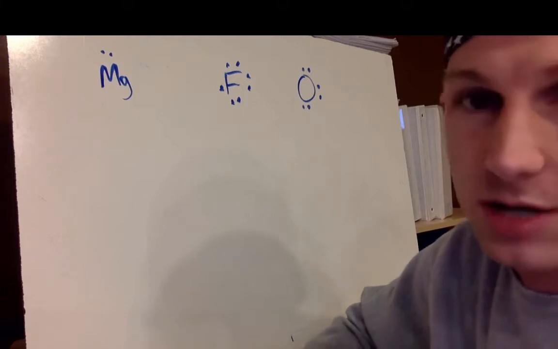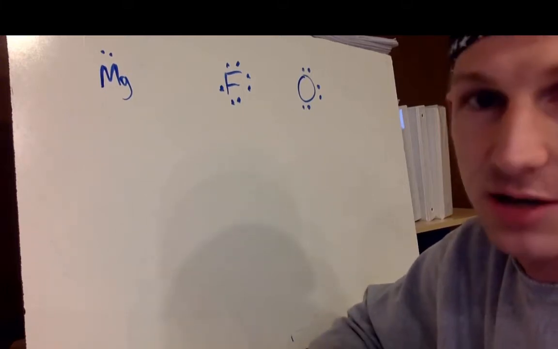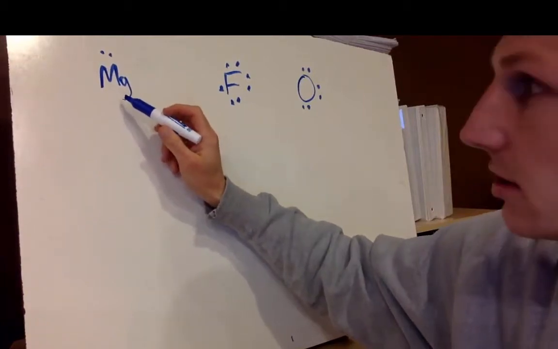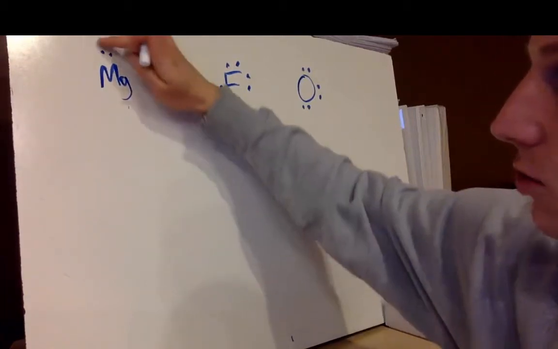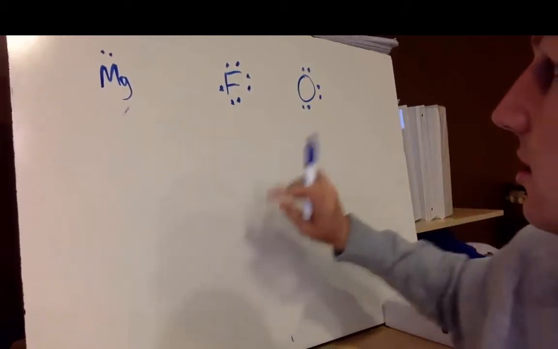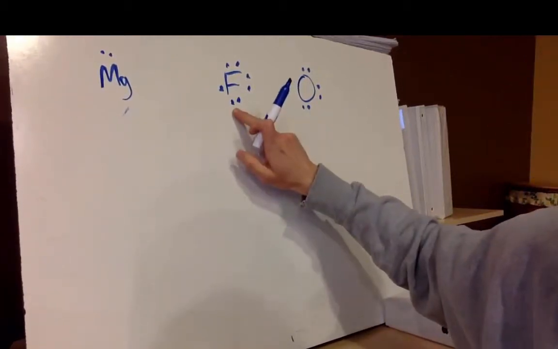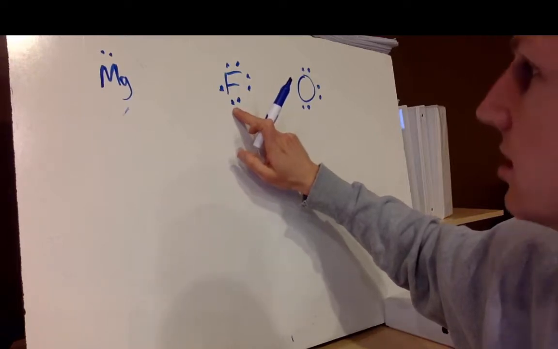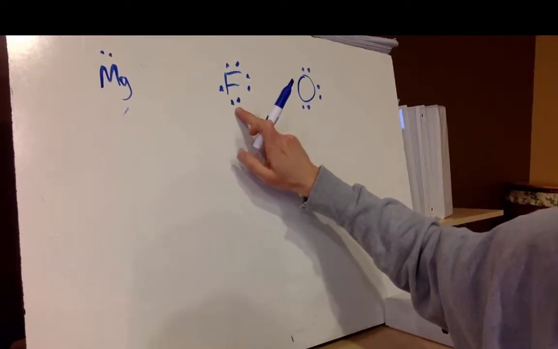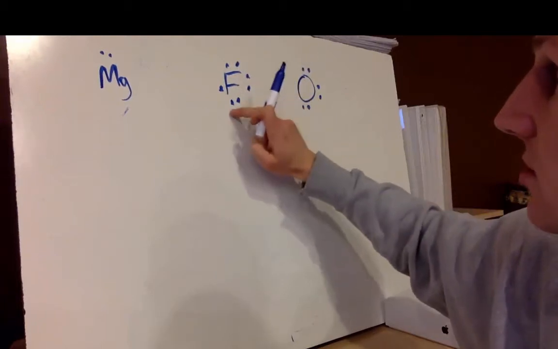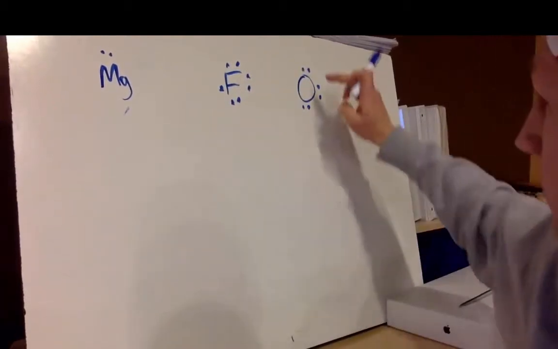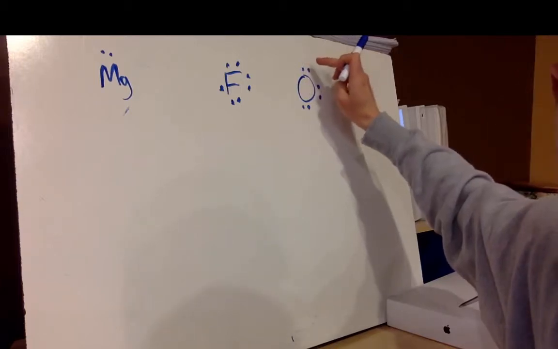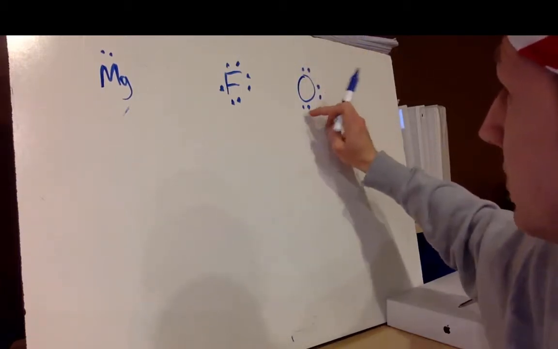structures. And remember, the Lewis dot structures only show valence electrons. So this first one is magnesium. And you can probably guess that magnesium is in group 2A because it has 2 valence electrons. This is fluorine, or fluorine. Different people say it different ways. Fluorine is in group 7A because it has 1, 2, 3, 4, 5, 6, 7 valence electrons. And this is oxygen, and it's in group 6A, 1, 2, 3, 4, 5, 6.